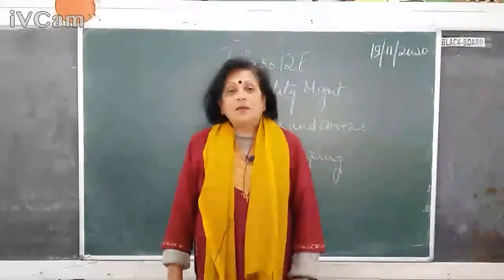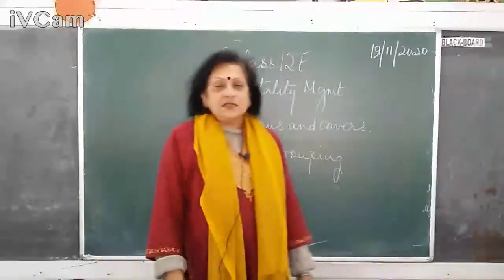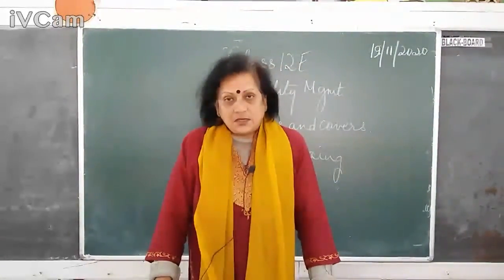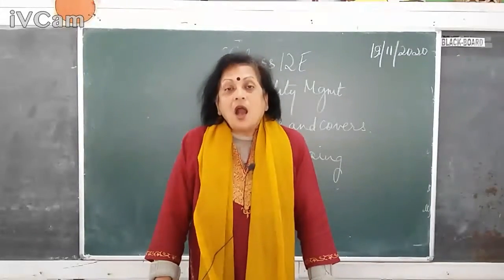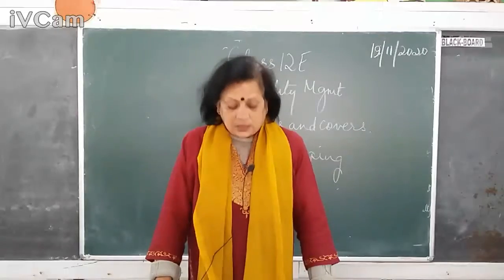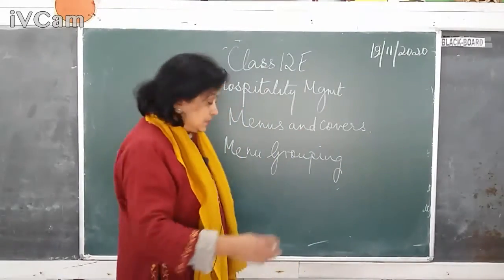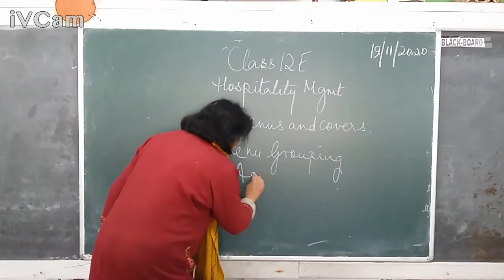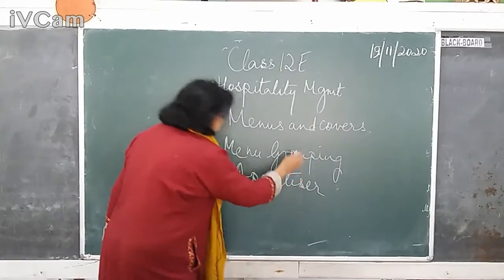Now we move on to the main topic, menu groupings. That is, when a complete menu is served in a restaurant or in a wedding or in a party at home, how do the different courses follow? To begin with, the first course is appetizer.